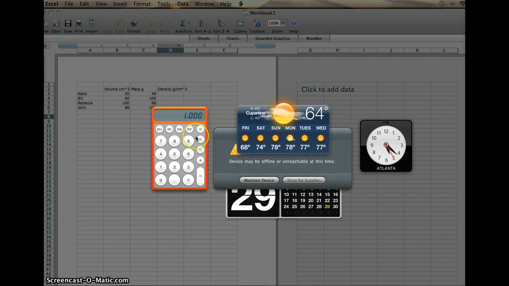Oh, this computer is... 100 divided by 60.